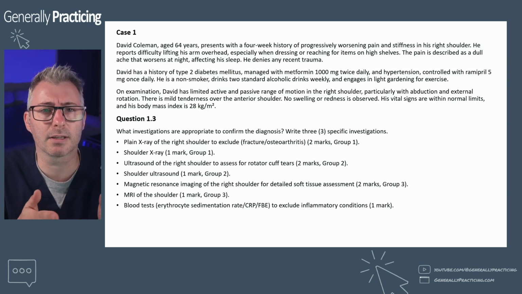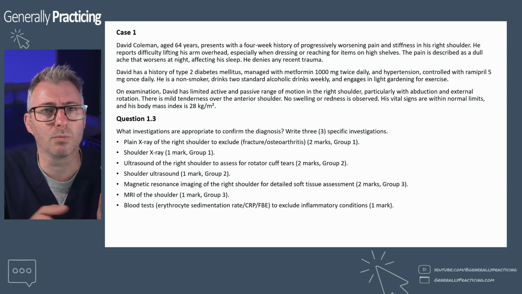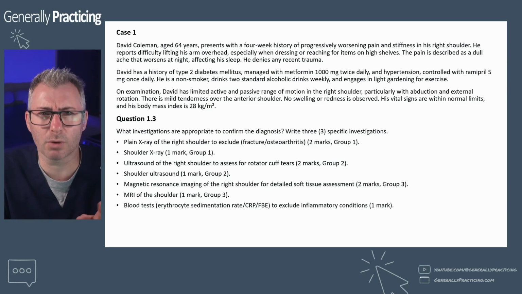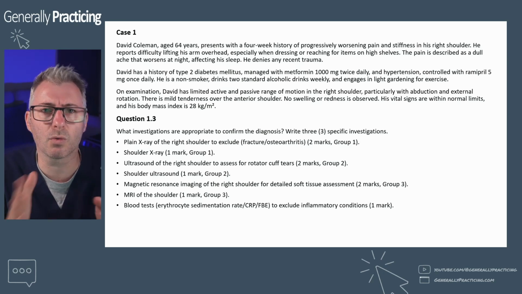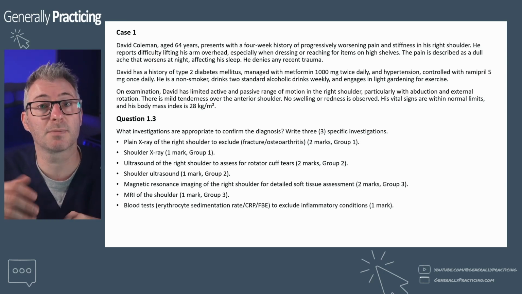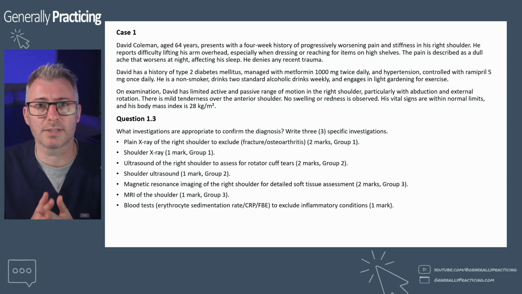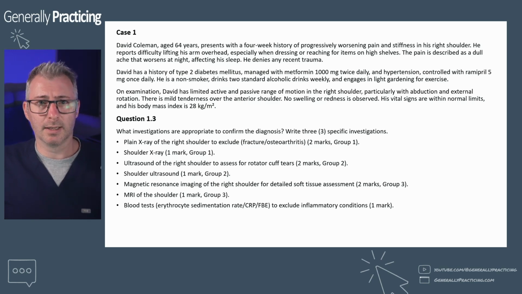It is just plain x-ray of the right shoulder to exclude. So we're giving what we're doing, where we're doing it, and why we're doing it. If you were to just put shoulder x-ray, yes, you'd probably still get a mark, but you're missing marks there. So always try and be as concise but specific as possible. Likewise, ultrasound of the right shoulder to assess for rotator cuff tears. Again, something sensible in there will get you the marks.